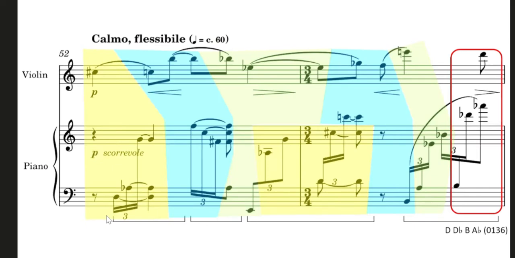Similarly, in bar 52, the notes in the red box is a 0, 1, 3, 6 set, which could not fit any previous set. However, if we put a treble clef here, it becomes a 0, 1, 6, 7 set again, and fit the yellow set.